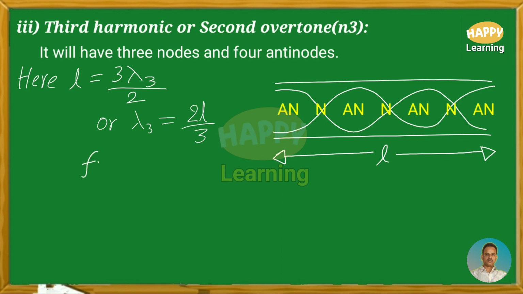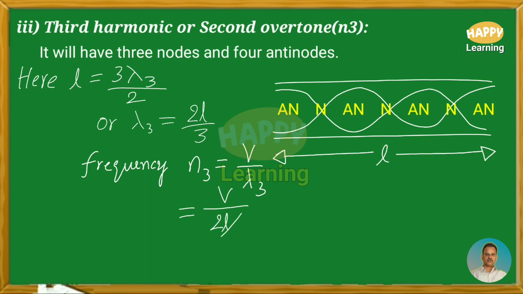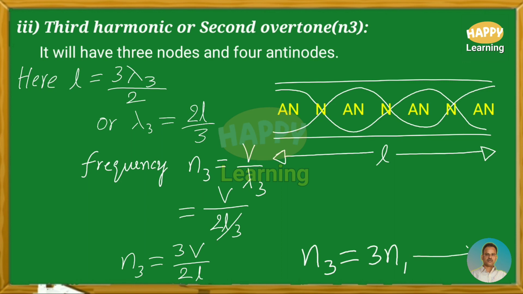Frequency, because it is the third case, frequency N3 is equal to velocity by wavelength, V by lambda 3. Substitute the value of lambda 3, you get V by 2L by 3. This 3 can be taken into the numerator. Then finally we get N3 equals 3V by 2L. In place of V by 2L, you can substitute N1. Therefore, N3 equals 3N1. Let it be equation number 3. Let us highlight this equation.